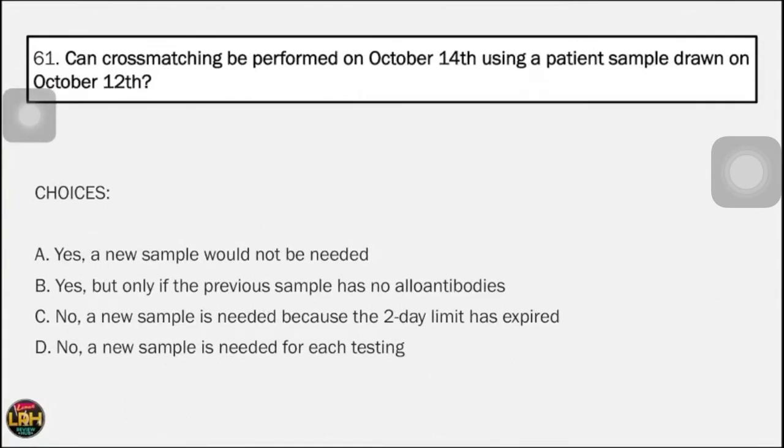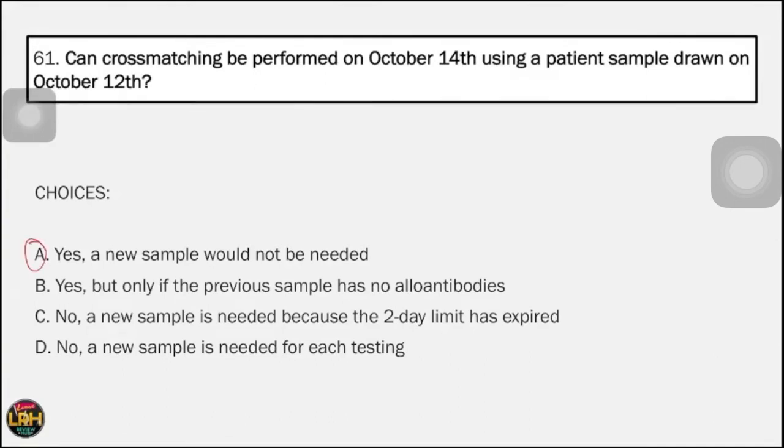61. Can cross-matching be performed on October 14 using a patient sample drawn on October 12? Choices are A. Yes, a new sample would not be needed. B. Yes, but only if the previous sample has no alloantibodies. C. No, a new sample is needed because the 2-day limit has expired. Or letter D. No, a new sample is needed for each testing. For number 61, the answer is letter A. Yes, a new sample would not be needed.